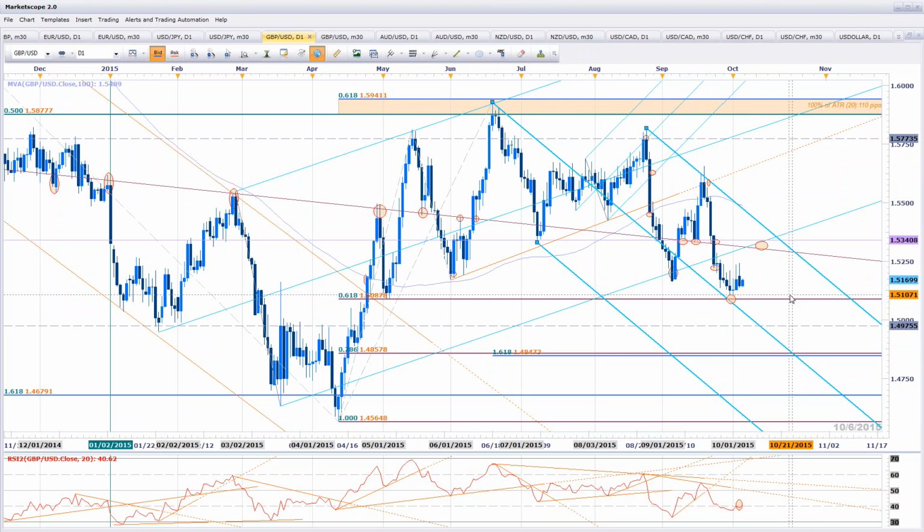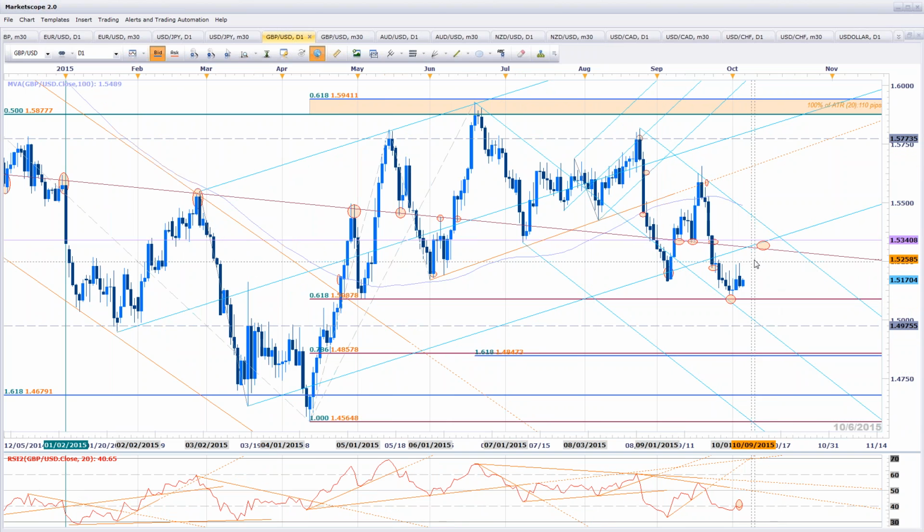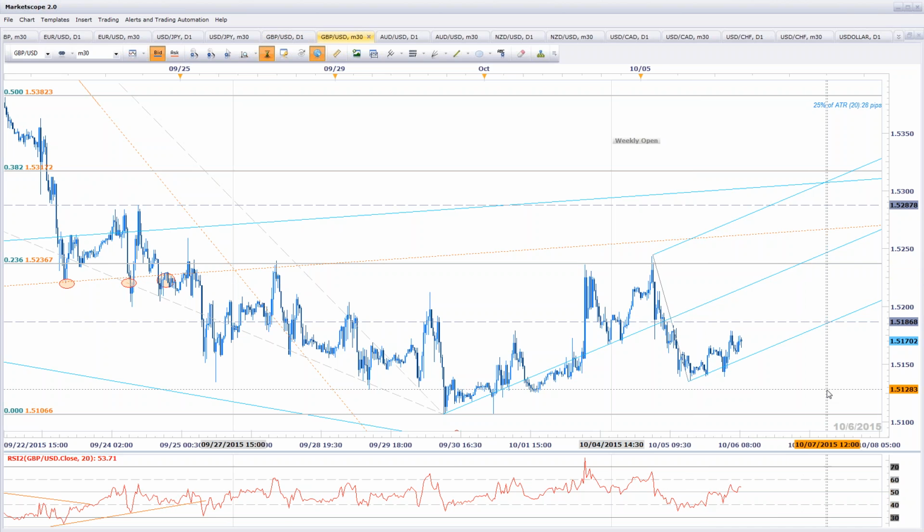But again, it's the pound. Expect the unexpected. So we're seeing some strength off the lows. Momentum is making its way back above 50 here. Here's what it looks like on the intraday.